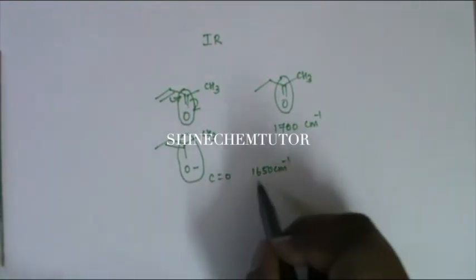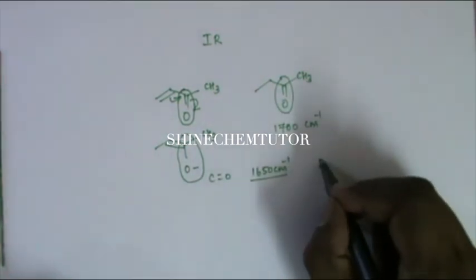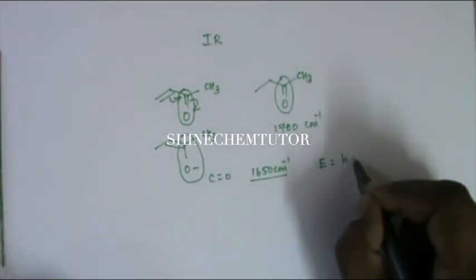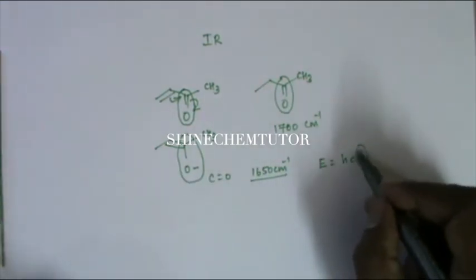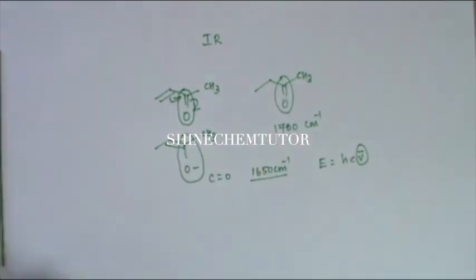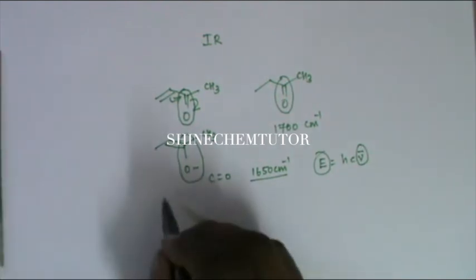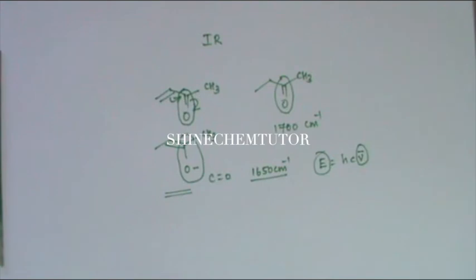So the higher the wave number, the higher is the energy. E is equal to hc times wave number. So when it is more, in this case it is more, the energy required for the vibration will be more. But in this case it is less because it is not a full double bond. It is partially double bond. So because of that we get a lower vibration frequency.